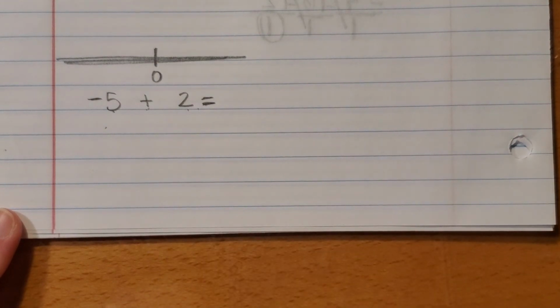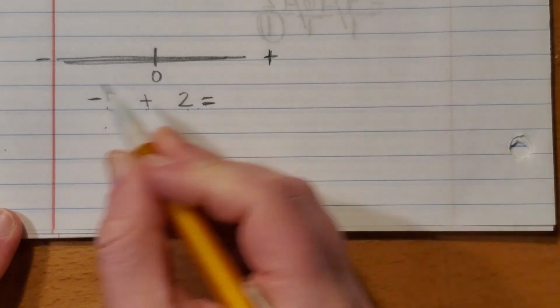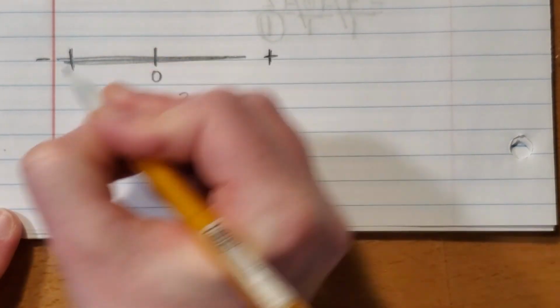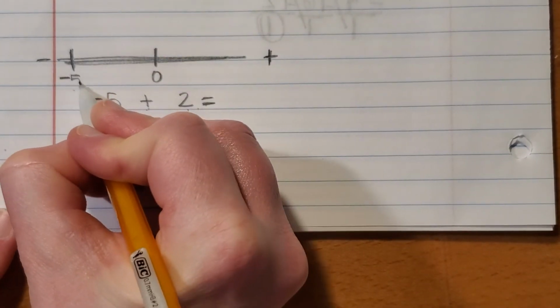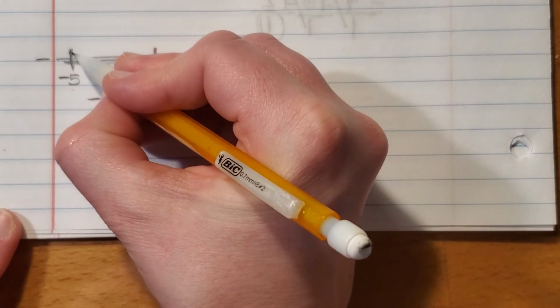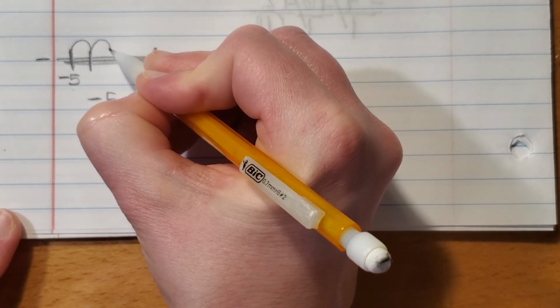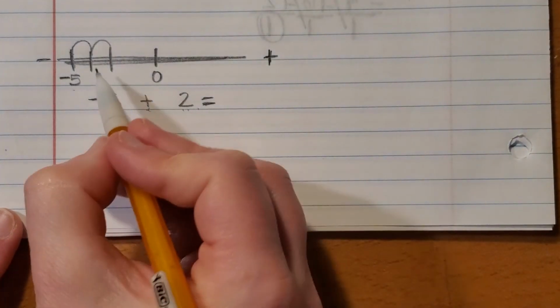So let's plot -5 on our number line. Since -5 is negative, I'm going to plot it on the negative side of 0. And then I have to go positive 2 spots. So I'm going to go in the positive direction. 1, 2. Now I just got to figure out what number this would be.